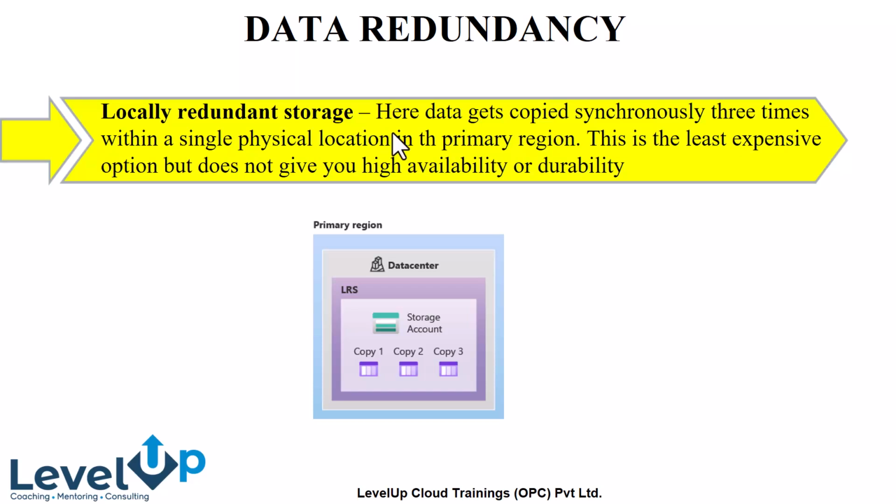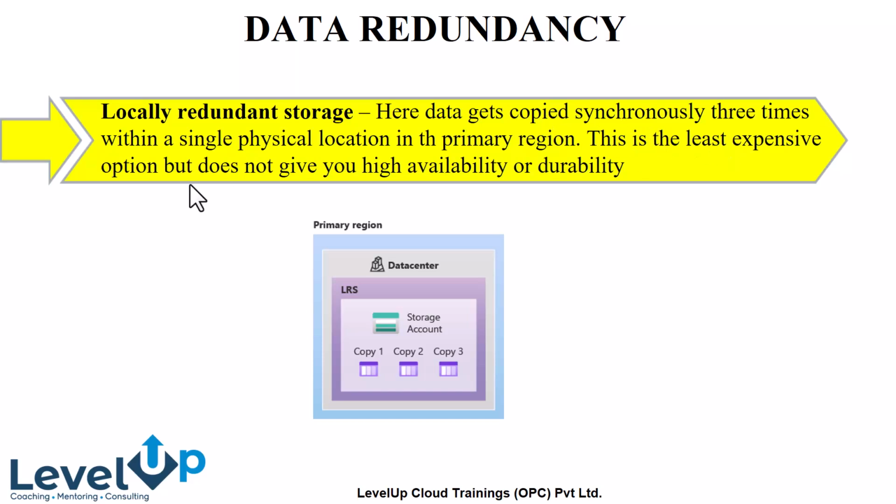Now here, whatever file that I upload, now in the previous demo that we saw, I uploaded one file, right? So basically, Azure will create three copies of it. Okay. Now in one data center only. So local redundant means in one data center, it makes three copies of the same file. So here data gets copied synchronously three times within a single physical location in a primary region.